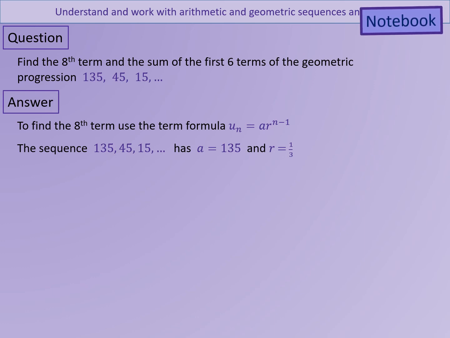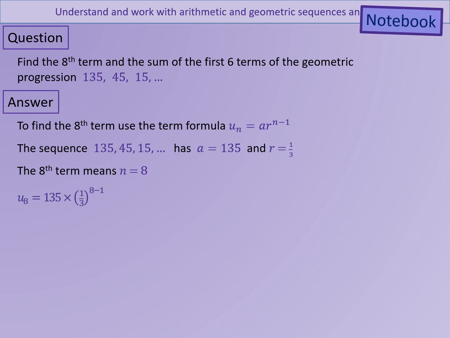We can see the first term is 135 quite easily. To find r, it's not always obvious what we are multiplying by, so the easiest way to find r is to take any term and divide it by the one before it. For example, 45 divided by 135, or 15 divided by 45. This, in both cases, gives us 1/3, so r must be 1/3.